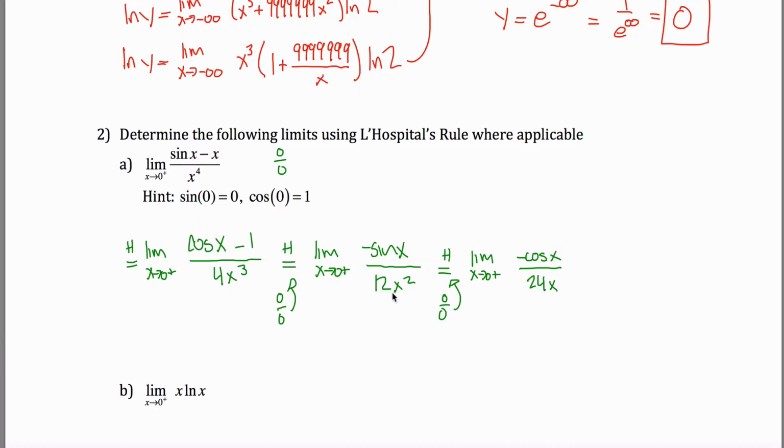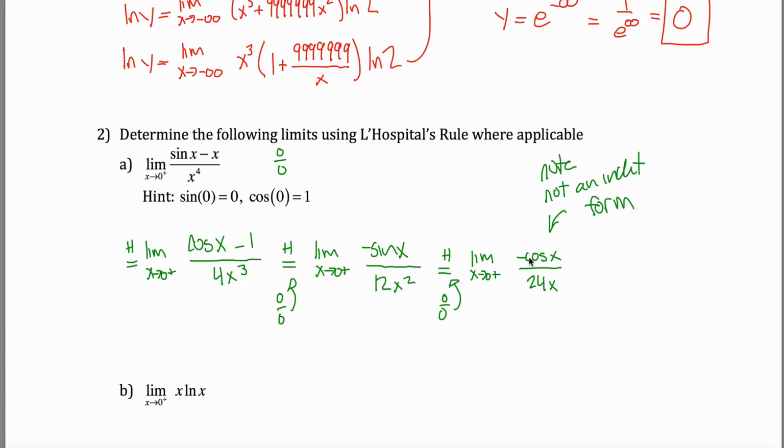divided by 24x. And you're like, oh, I see where this is going. Eventually the variables are going to disappear in the denominator. No. Well, that is true, but you can't take the derivative again because this is no longer an indeterminate form. Note, this is not an indeterminate form. That's important. That means you can't use L'Hopital's rule again. You've got to evaluate the limit right here, the limit as x approaches 0 from the positive side of this thing.